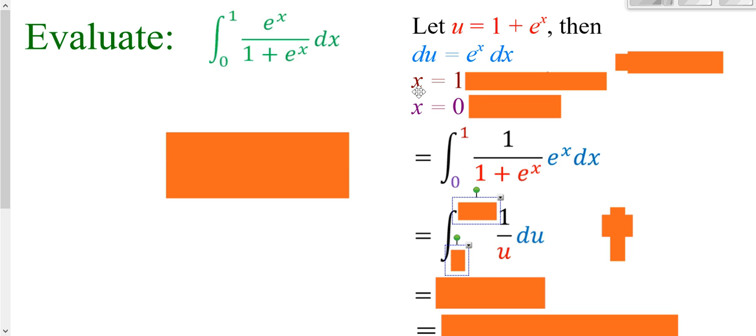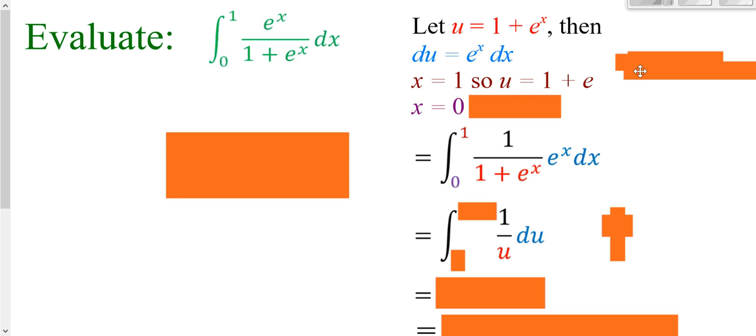Oh, well, if x is 1, to figure out your u, all you'd have to do is take 1 and plug it in here for x. And well, you just get 1 plus e. So when x is 1, your new u bound is 1 plus e. Similarly, we got to take 0 and plug it in up here for x, and we get 1 plus e to the 0, which would be 1 plus 1, which is 2. So instead of writing 0 as my lower bound, when I rewrite it with u's, my lower bound is 2.